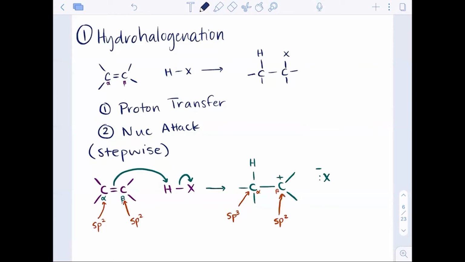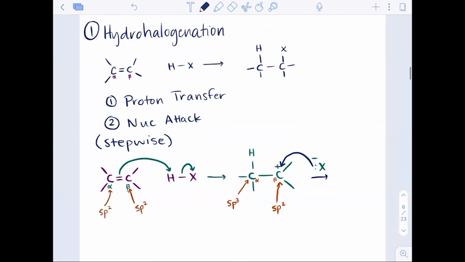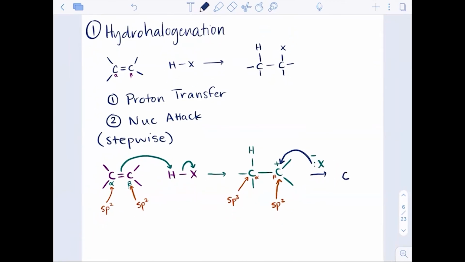First step, proton transfer. Second step, nucleophilic attack. So what we will see is that we are going to be getting H and X added across that double bond, alpha and beta. We go through a carbocation intermediate. Very important to be able to walk through these two-step reactions because it will help us understand some of the regioselectivity of this reaction. Hydrohalogenation is regioselective. Why? Because we will always favor the more stable carbocation.